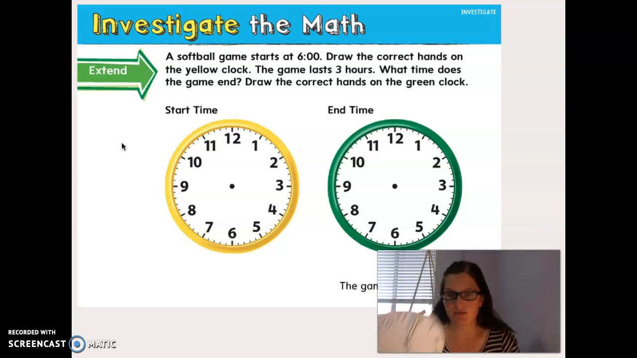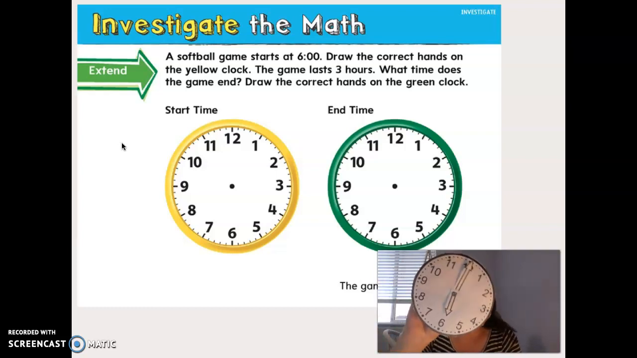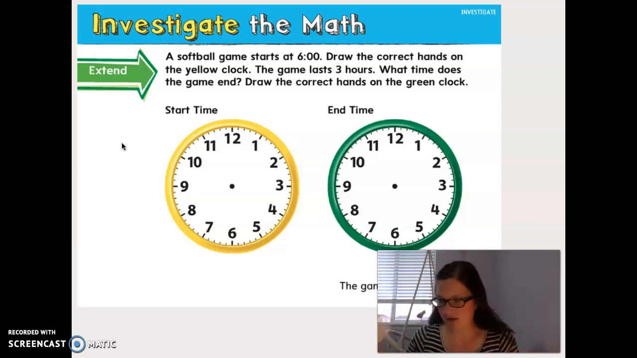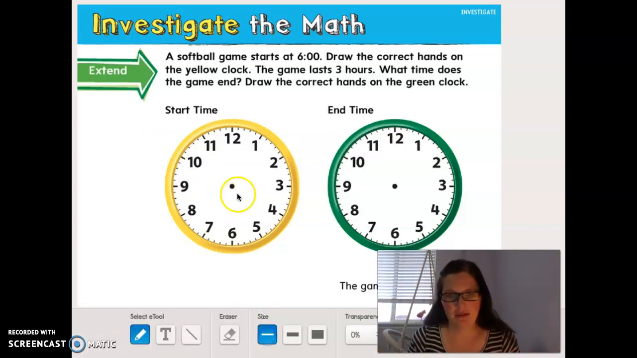So let's start by taking our paper clock and making 6 o'clock, because that's when the game starts. So I'm going to change mine so that the hour hand is pointing to the 6 and the minute hand is pointing to the 12. That's going to be 6 o'clock. So we will draw that on with our pen. 6 o'clock, remember the hour hand is shorter word, shorter line, and the minute hand is the longer word, longer hand.